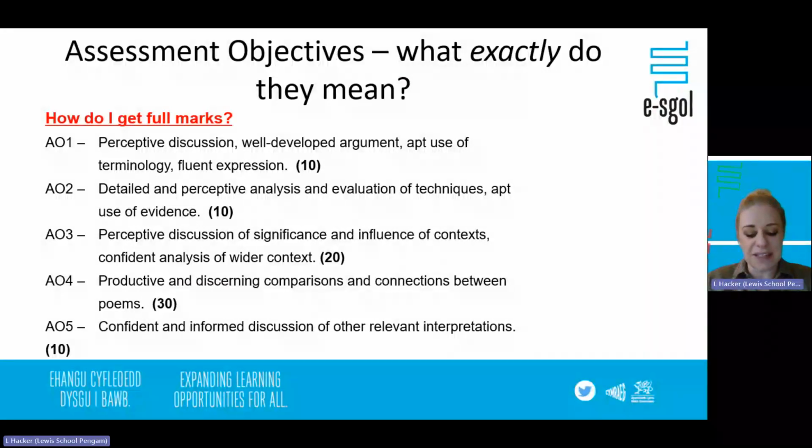AO4 then. Productive and discerning comparisons and connections between the poems. And now remember that that does include contrasts as well. It's not just the similarities and the comparisons and connections, but also the differences. So make sure you remember that.